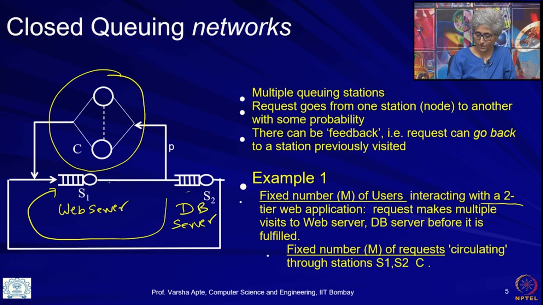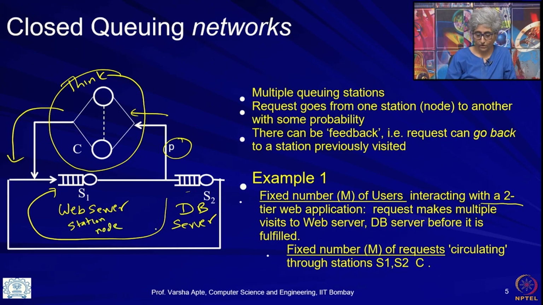Then this may happen a few times, with some probability p. At some point of time, of course, the web server processing of the request will finish and then it will go back in the form of an HTML page to the user. And then the user will think and then issue the next request, right. So, this cycle will continue, except now you have more servers at the server end. You do not have just one server, you have multiple servers which we call either a server station or node.